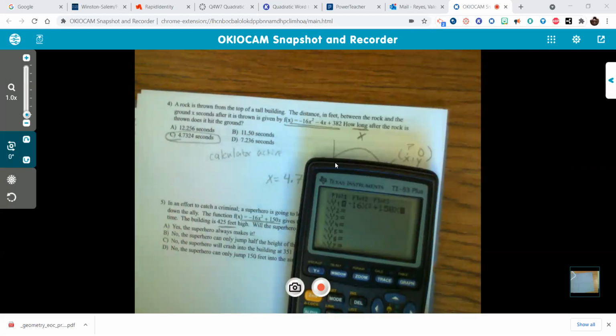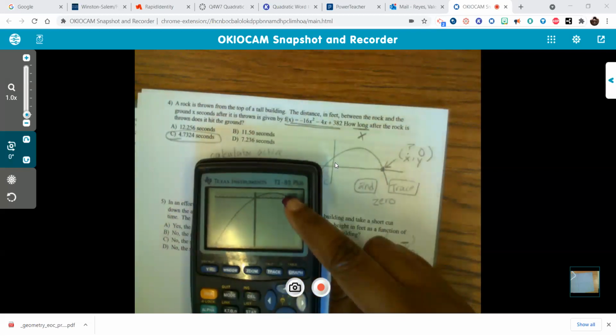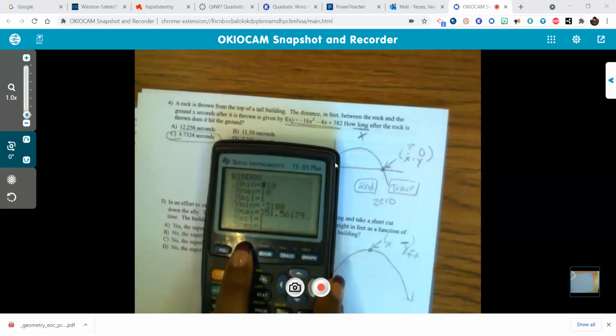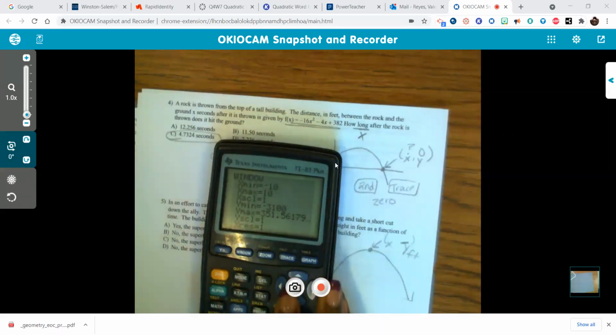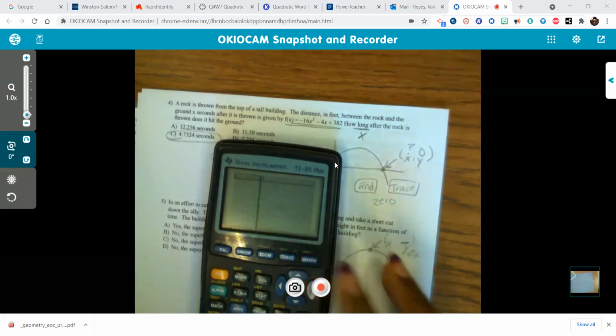Okay. So now we want to do zoom fit. Enter. All right, I need more space. You see how this cuts off right here? I want more space on this side. So this is where I can go to my window and go over on the X, go over 20. And let's see what that looks like.